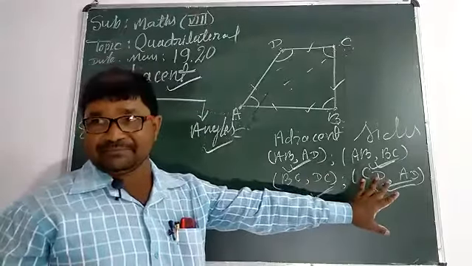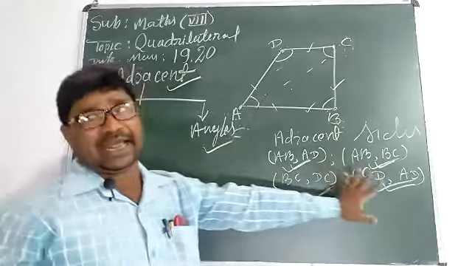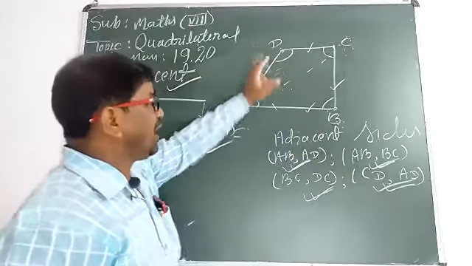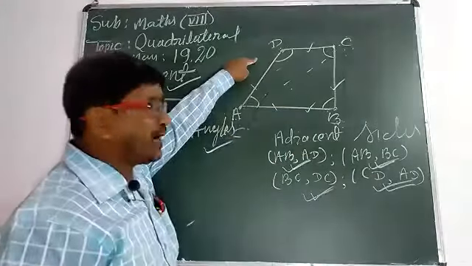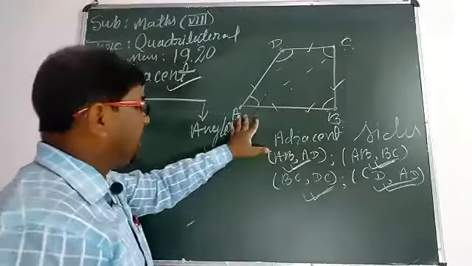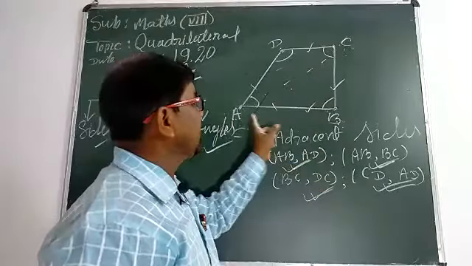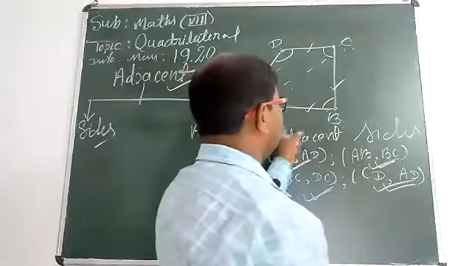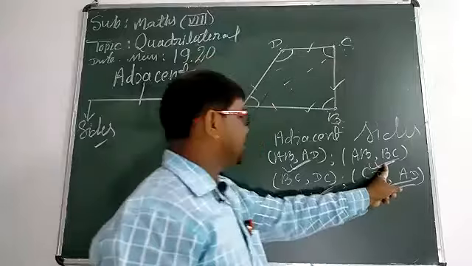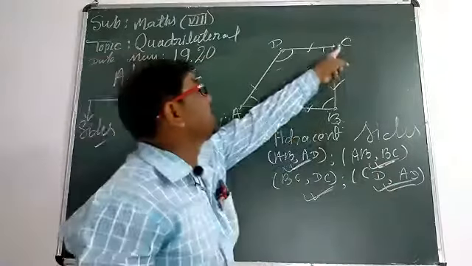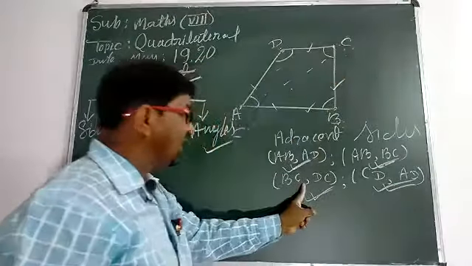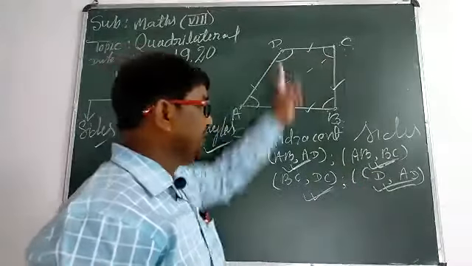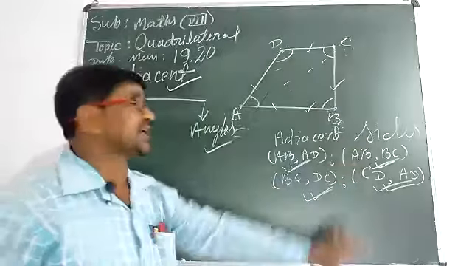Adjacent sides completed. Opposite side of AB is CD. Opposite side of BC is AD. Pairs of adjacent sides: AB, AD. AB, BC. BC, DC. And the fourth pair, CD, AD. They are adjacent sides.